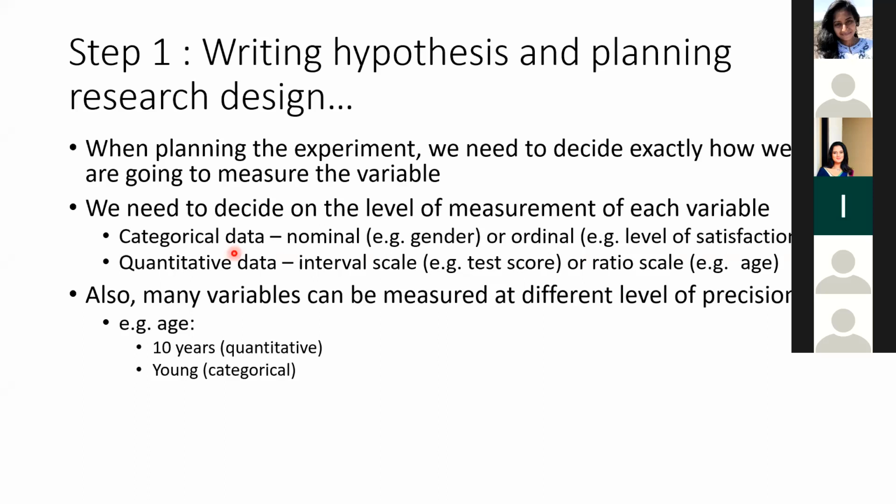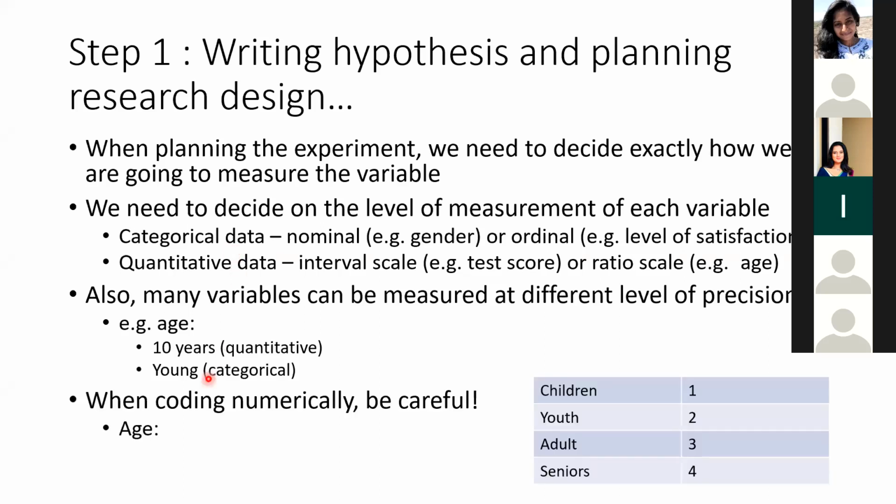Sometimes we had to transform data and maybe we had to recode the data, but we had to be careful. For example, if I record the ages as children, youth, adult, and seniors, and if I code them as 1, 2, 3, 4 in a data set, this is what I would be seeing. Maybe later on I'll be finding the average of this, right? Which is not meaningful. So you have to be very careful when you're dealing with data.